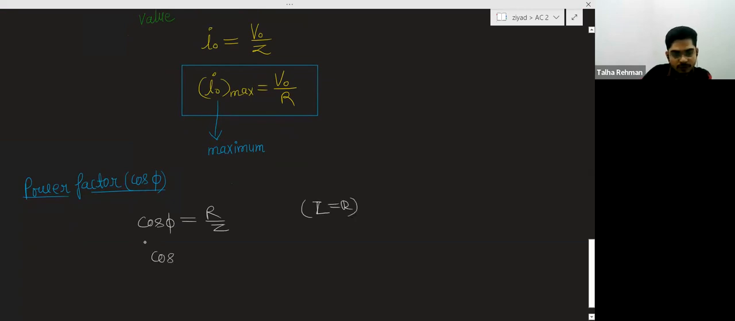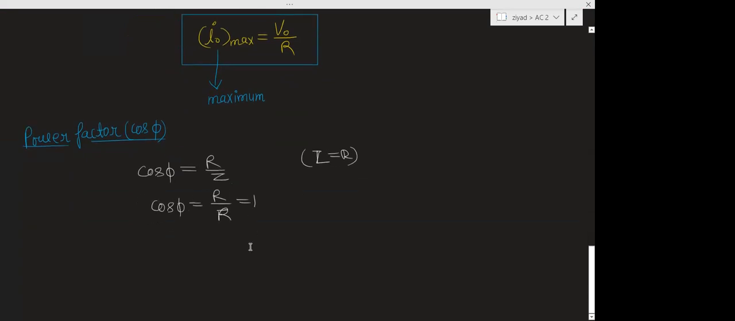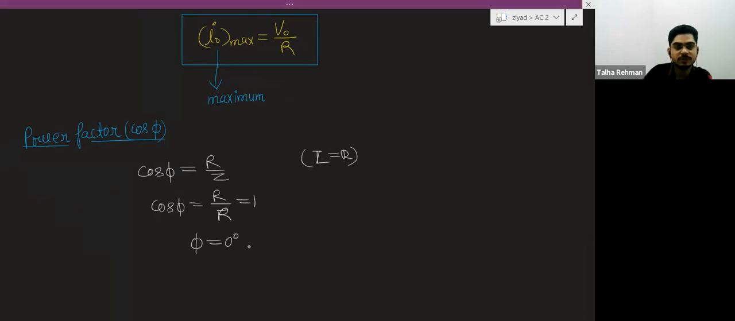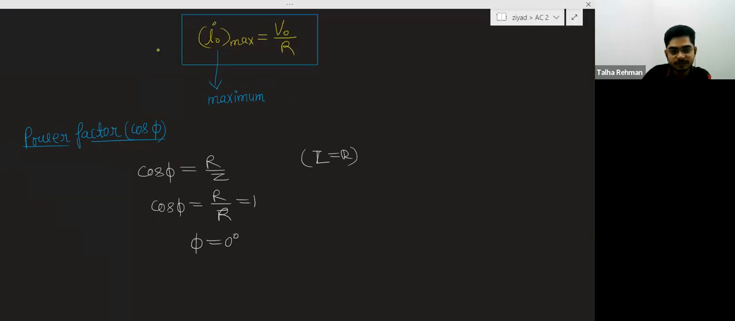Okay, so this is your cos phi, and this is R, and Z is also R, so this becomes 1. So cos phi is equal to 1. So you can say phi is equal to 0 degree. So remember this point also: at resonance, the phase difference between the current and the voltage is equal to 0 degree.